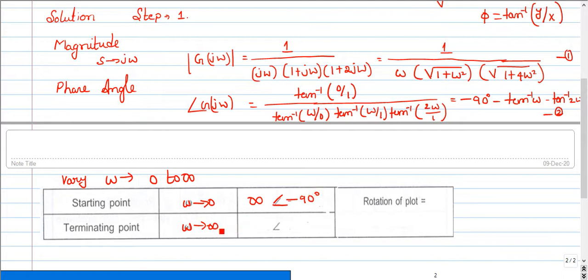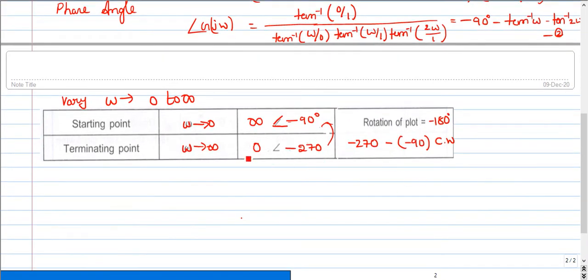Finally, if I substitute the terminating point, when I substitute infinity, 1 by infinity will be 0, and here tan inverse of infinity is 90 degree. I have minus, so that will be minus 90 each, total minus 270. So the rotation of the plot will be given by minus 270 minus of minus 90 degree. So this will give minus 180 degree, and minus 180 degree will be in clockwise direction. Okay, so we identified the magnitude as well as the angle.